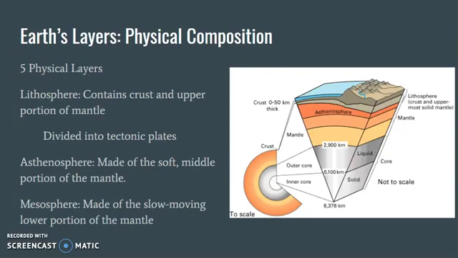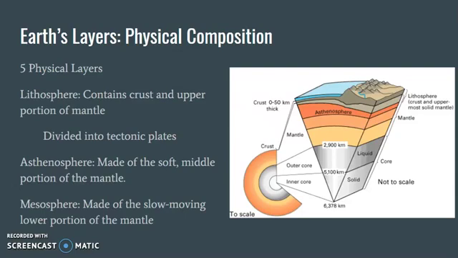The lithosphere also is divided into tectonic plates. So when we were talking about the breakup of Pangaea, we were talking about the movement of the lithosphere. The asthenosphere is the soft middle portion of the mantle. It is kind of weak and flows very slowly, and it's what our tectonic plates actually float and move across. So the movement of the asthenosphere kind of drives the motion of our tectonic plates.